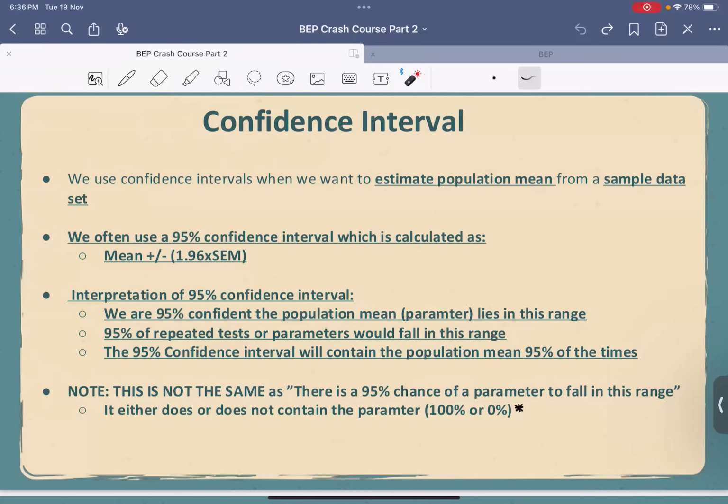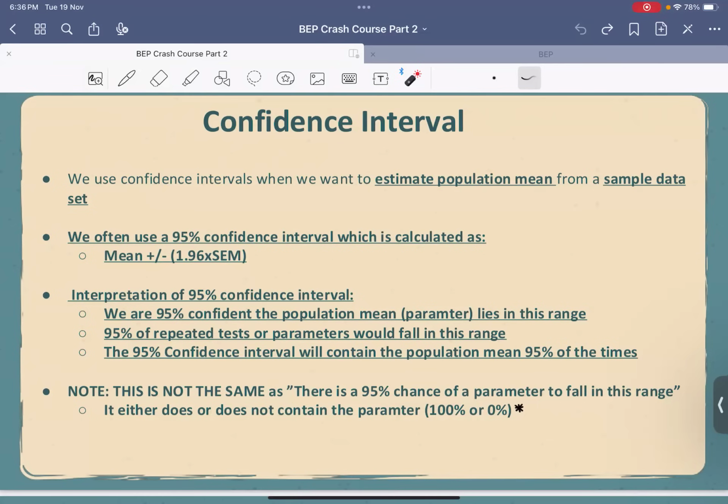Because the parameter either falls or does not fall in this range. So it's either 0 or 100%. You can't say there's a 95% probability or chance. As soon as you see the word chance or probability in an option for the interpretation of confidence interval, you need to remove that option automatically, because it's not talking about probability. If it's not talking about chance, it's saying that we're 95% confident that the population mean, the actual population mean that we don't know, is going to fall in this confidence interval we gave.